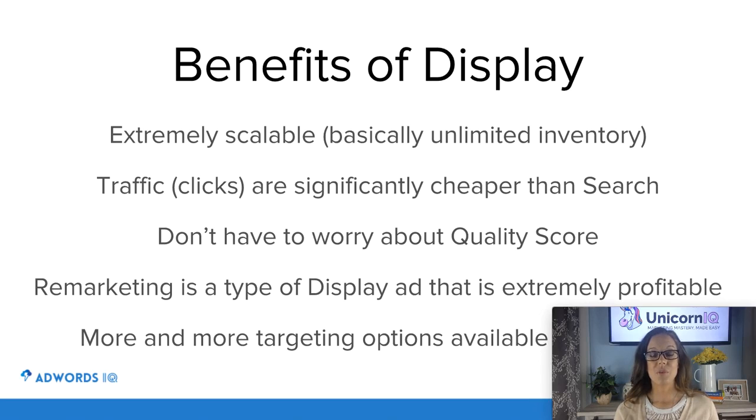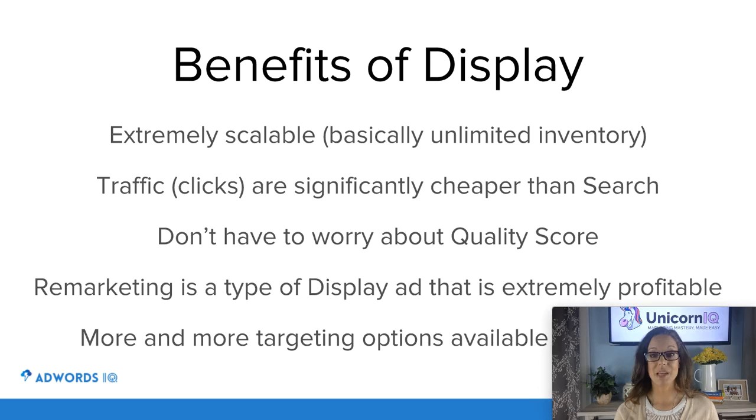But with the 2 million plus sites that the Google Display Network covers, and the millions, actually billions of impressions that are available as inventory for you to place your ads, there's virtually no cap on the scalability. Now, you do obviously want to control quality, and so we're going to spend a lot of time talking about that, but it is very scalable. The traffic, meaning the clicks that you pay for, are typically a lot cheaper than what you're going to find on the search network. And obviously there's pros and cons both ways.